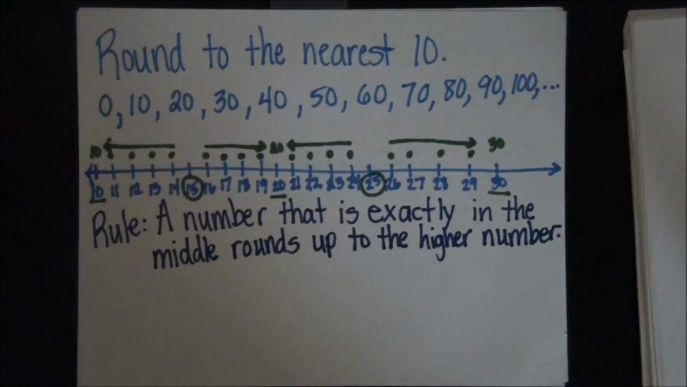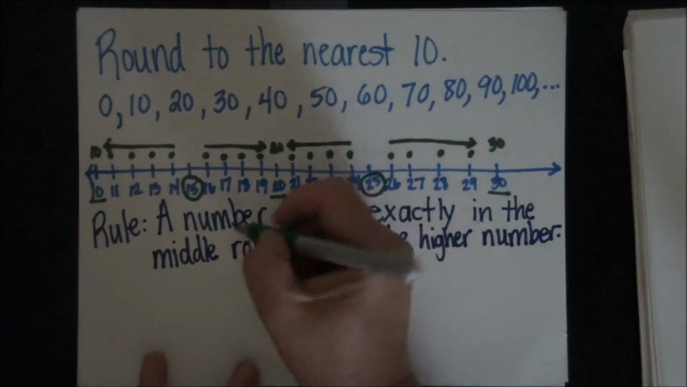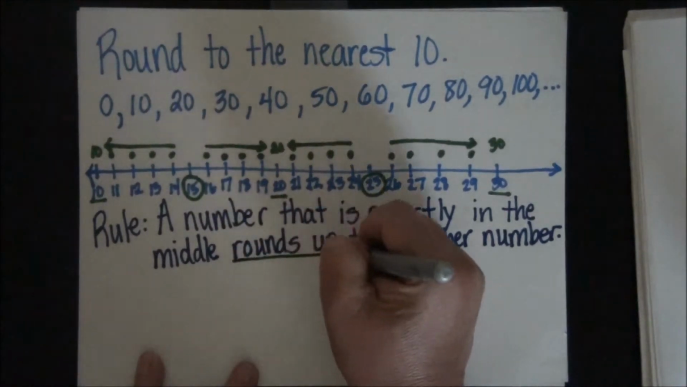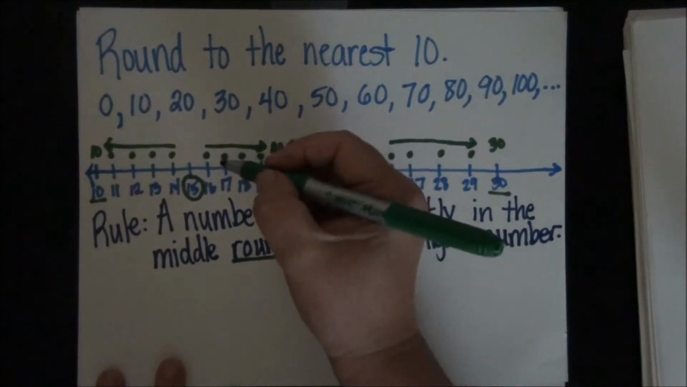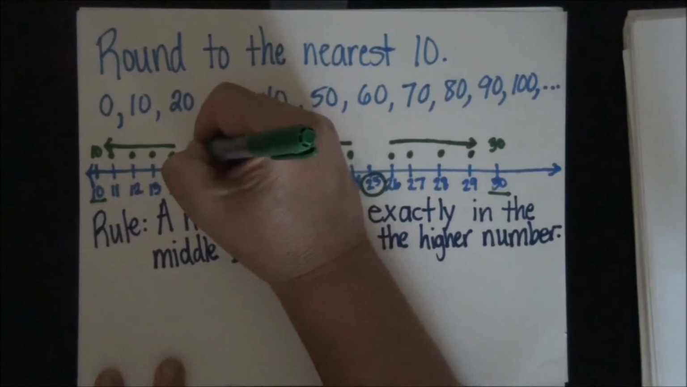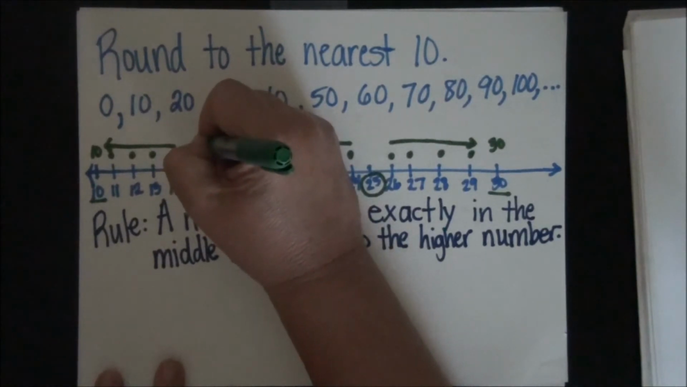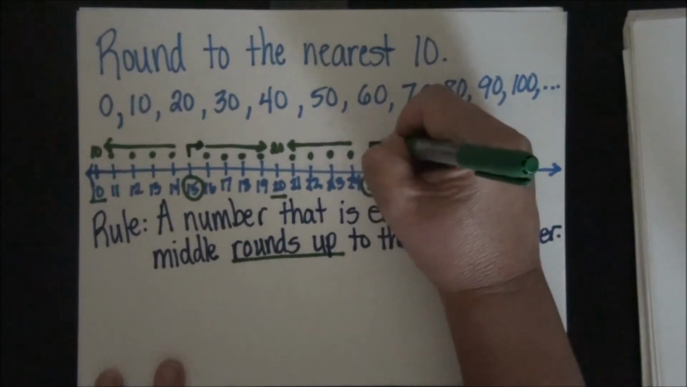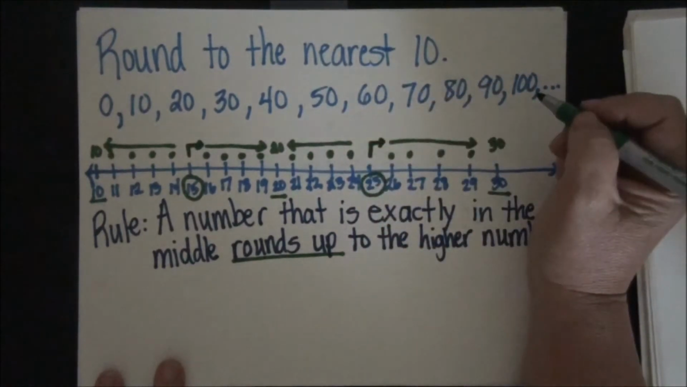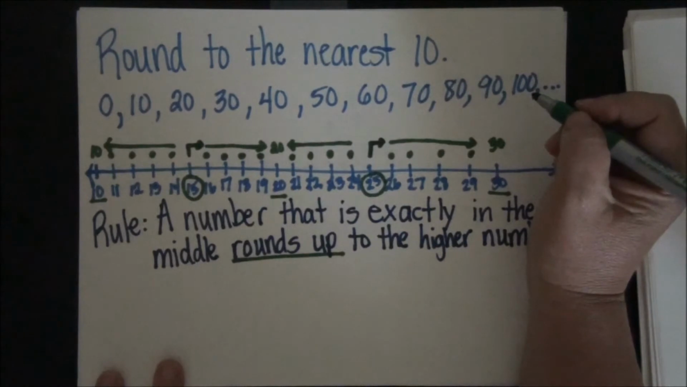So I want you to remember that term, rounds up, because you're going to hear me say this in class and you're going to see it again. So rounds up is really, really important. Okay, so the number rounds up to the next highest number. That means that 15 rounds up to 20, 25 rounds up to 30. Never goes the other way.